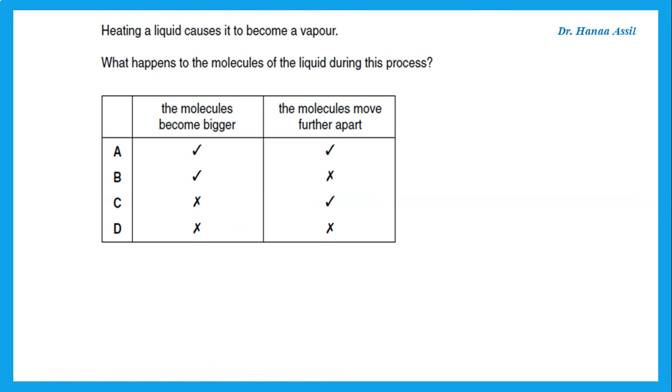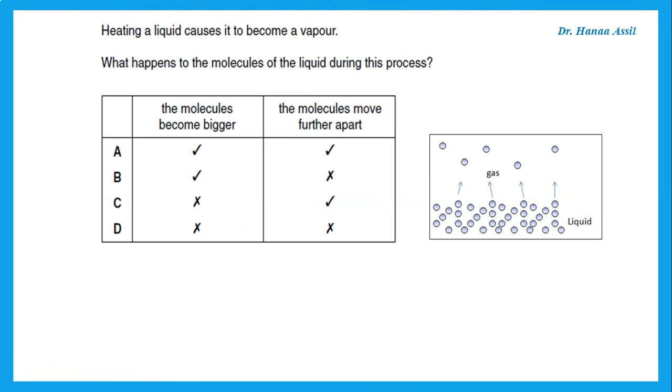So this is a question. Heating a liquid causes it to become a vapor. What happens to the molecules of the liquid during this process? So if I'm heating the liquid and it becomes a gas, will the molecules become bigger? Again, we said the molecules never become bigger or smaller. So my answer is C or D. Okay, then the molecules will move further apart if I'm changing from liquid to gas or to vapor. Yes, so my answer is C.